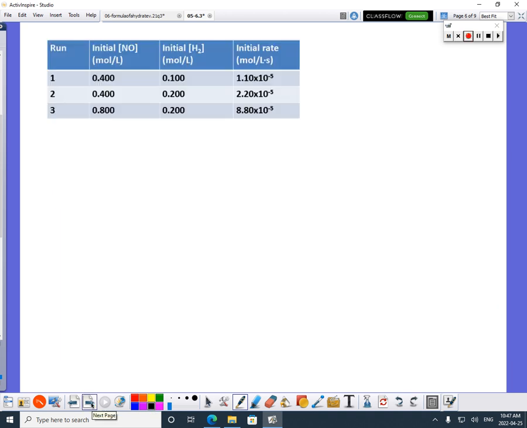Okay, so we have 2 reactants to look at, and we're going to look at each one separately. I'm just going to go in the order that the chart is. I'm going to start with NO, but it doesn't really matter, okay? You just can't do them both together. You have to look at NO, find its exponent, and then look at H2 and find its exponent.